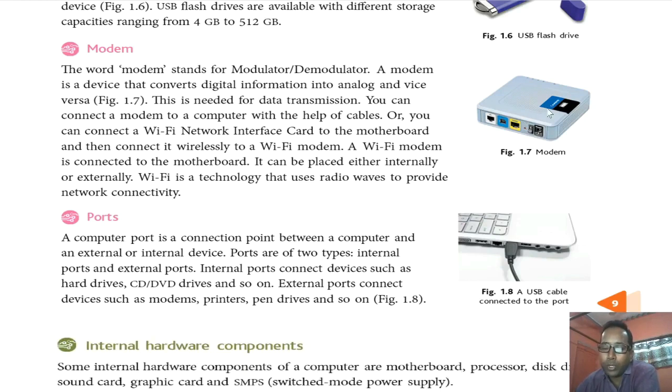So there are two types of modem. One is internal modem, another one is external modem. Internal modem is plugged on the motherboard, which is present inside the CPU cabinet, and external modem, externally we have to connect to the port. Some wireless modems are also there, which generally use Wi-Fi technology to connect to the computer. Wi-Fi is a technology that uses radio waves to provide network connectivity wirelessly.